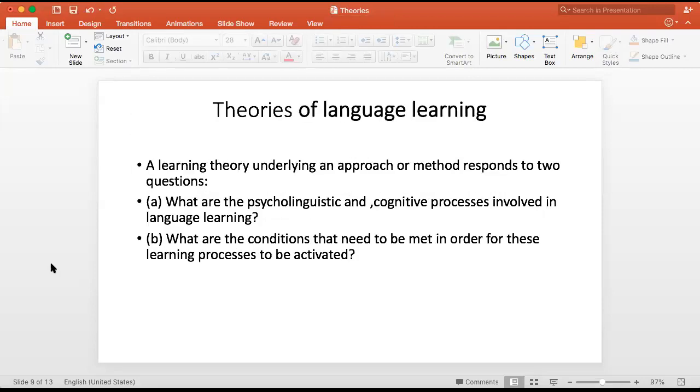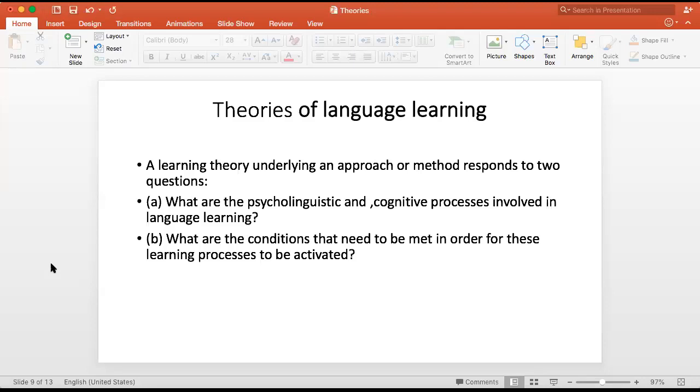Now, we have already done this in the previous lecture. We touched upon that a learning theory underlying an approach or a method responds to two questions. So an approach is underpinned by a theory, and this theory answers questions. These are the questions that are asked by the teacher: what is their requirement in the classrooms?